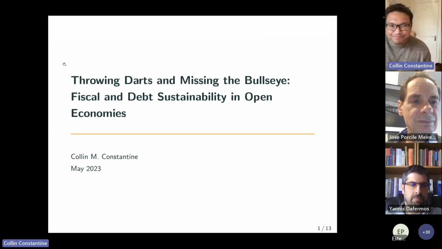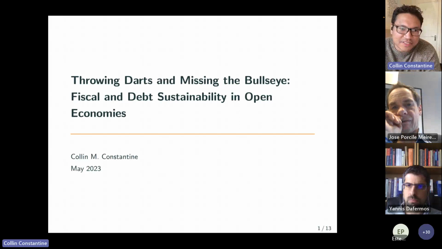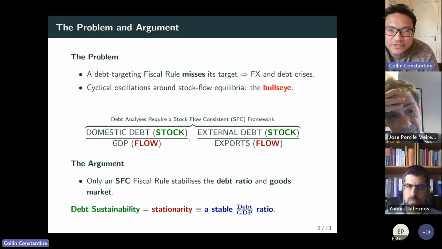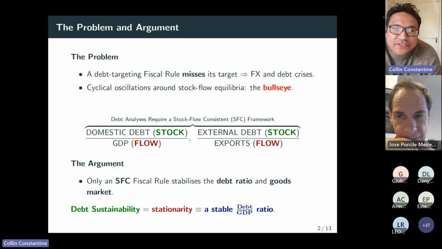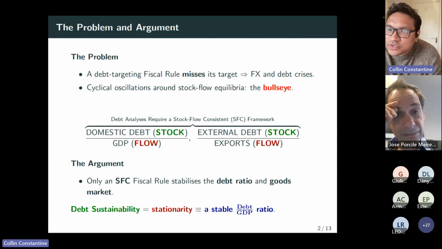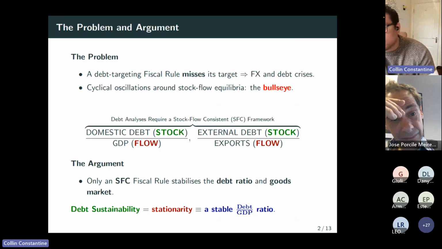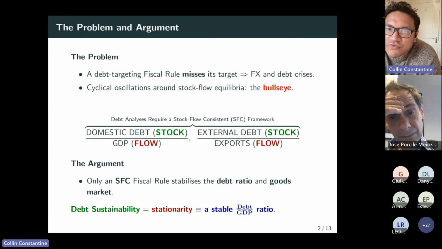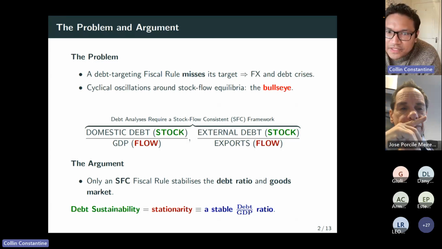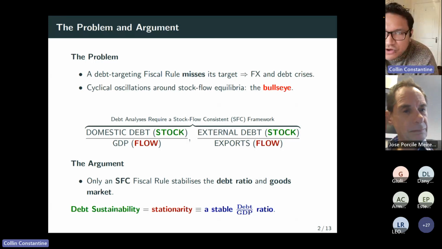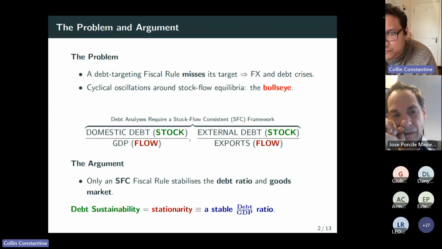Great. All right. So the paper is called Throwing Darts and Missing the Bullseye: Fiscal and Debt Sustainability in Open Economies. The problem, as I understand it, is that debt targeting fiscal rules will miss their target, and they will miss it in a specific way. They will engender foreign exchange or debt crises, whether those are domestic or external debt. So there will be some kind of cyclical oscillations around what I call stock-flow equilibrium, the bullseye. The key problem is the standard debt indicator combines a stock and a flow, whether it's domestic debt stock and GDP flow, or external debt stock and exports flow, right?